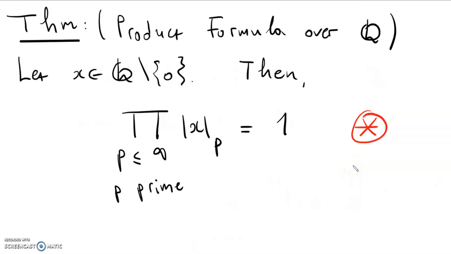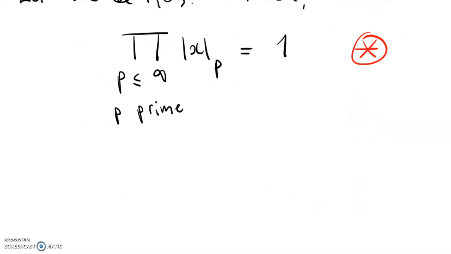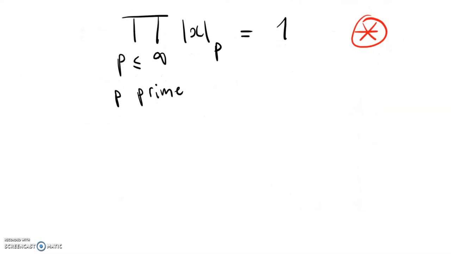Hello everybody. In this video we're going to prove the product formula over Q. This says that if x is a non-zero rational number, and we consider every possible absolute value on Q, which by Ostrowski's theorem are the p-adic absolute values where p is a prime number and the usual absolute value, then this a priori infinite product is in fact equal to 1.